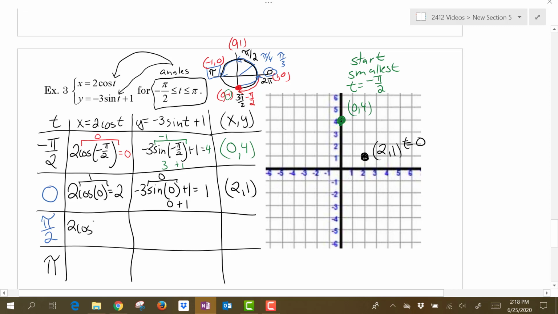Alright, we'll plug in a t value of pi over 2. Alright, cosine of pi over 2, that's 0. 2 times 0 is 0.